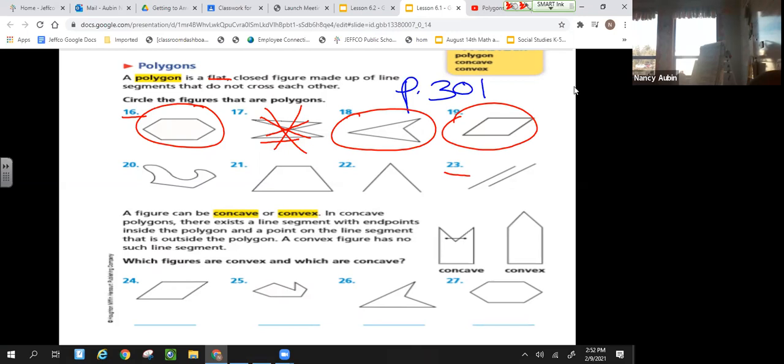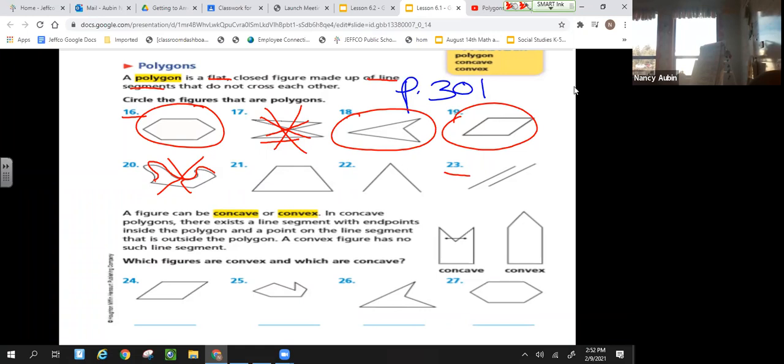Okay, let's look at that. Why would that be a polygon? Why do you think that? Well, they're all flat, but why is this not a polygon? What does it have that it shouldn't have to be a polygon? It needs to be made up of line what? Line segments, straight lines. Does it have curvy lines? No, polygons don't have curvy lines. It cannot be a polygon if it has a curve in it.